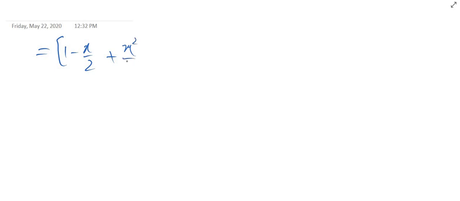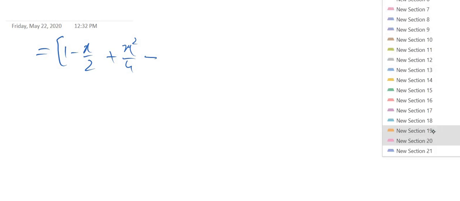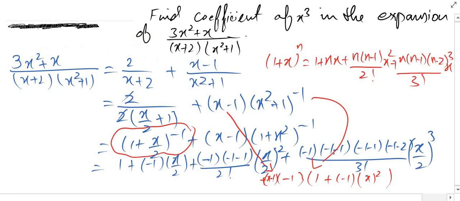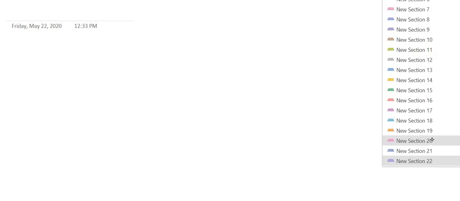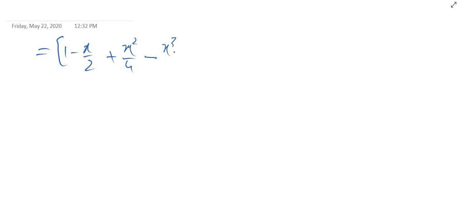Next term we can see, this is minus 1 into minus 2 into minus 3. So 3 times 2 is 6 and 3 factorial is also 6. So we can simplify with x over 2 cube, x cube over 8. So it will become just minus x cube over 8.